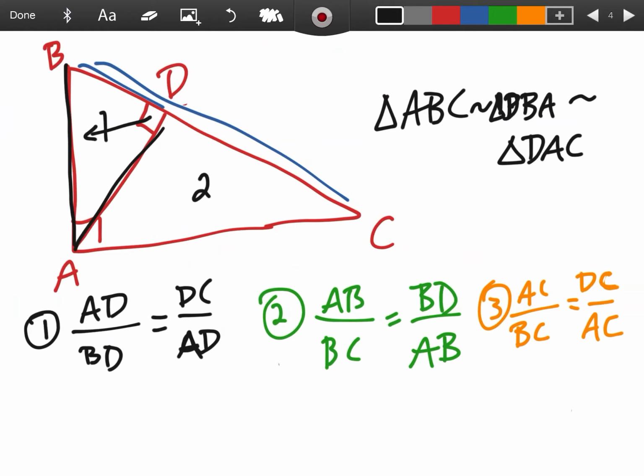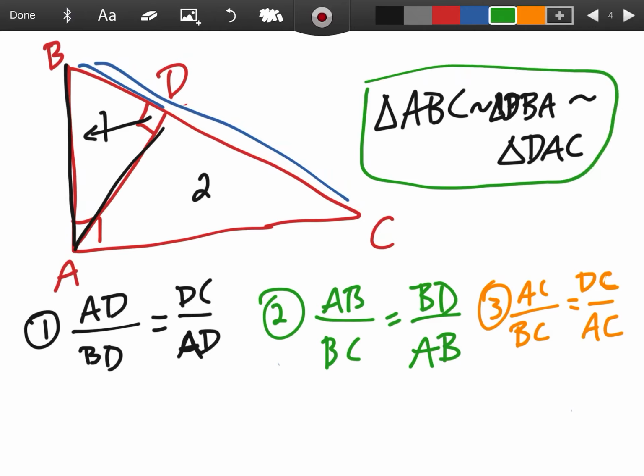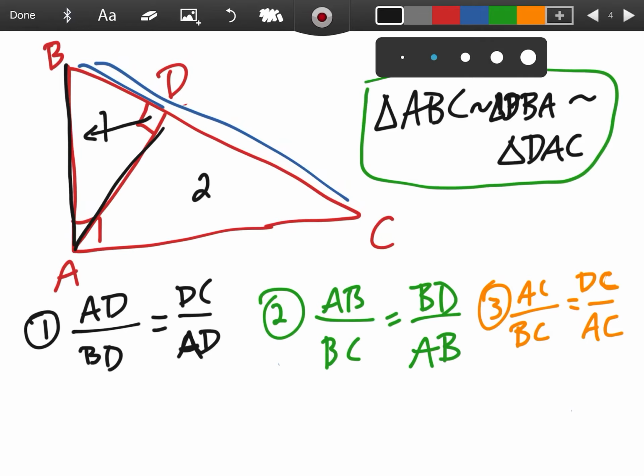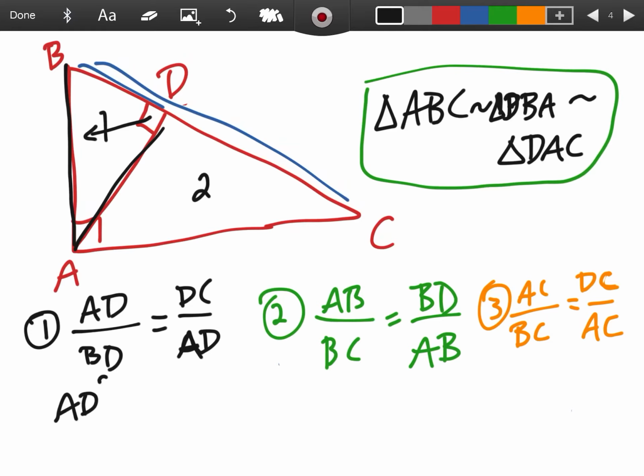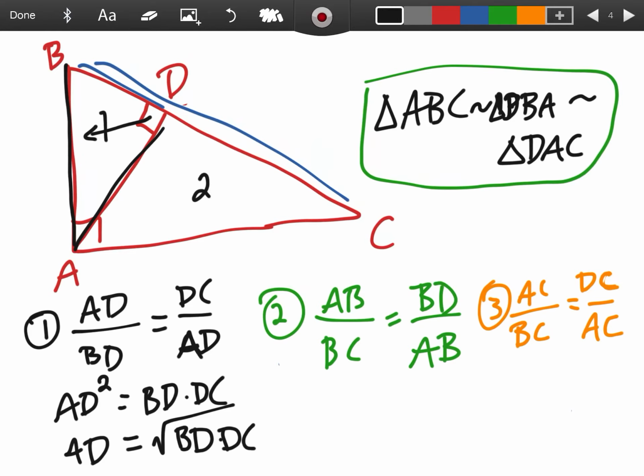All right, so on this next slide, I wrote a couple of proportions that we know have to be true based on the fact that ABC is similar to DBA, which is similar to DAC. What we might notice here, we get AD over BD equals DC over AD. We see that AD appears twice. Well, if we were to cross multiply, we would get AD squared equals BD times DC. And then if we were to take the square root of each side, we would get AD is equal to the square root of BD times DC.